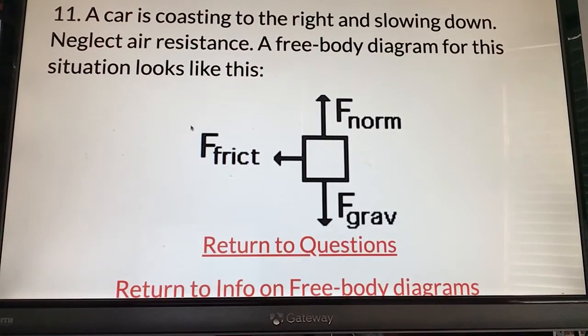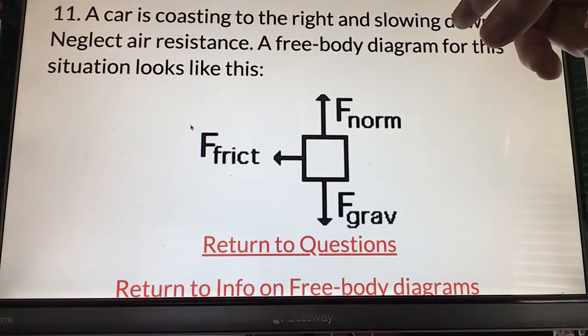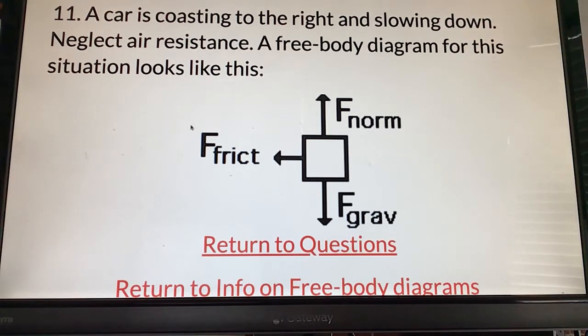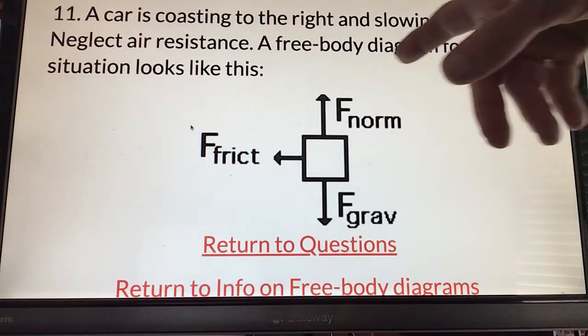A car is coasting to the right, so there's no applied force. It's coasting. They ran out of gas. Coasting to the right and slowing down. What's slowing it down? What slows that car down when you run out of gas? Friction between the tires and the road. Neglect air resistance, okay? Free body diagram for this situation looks like this.